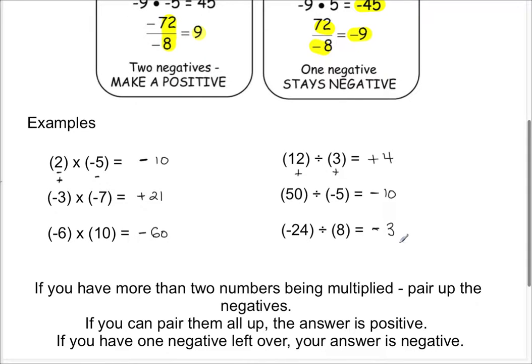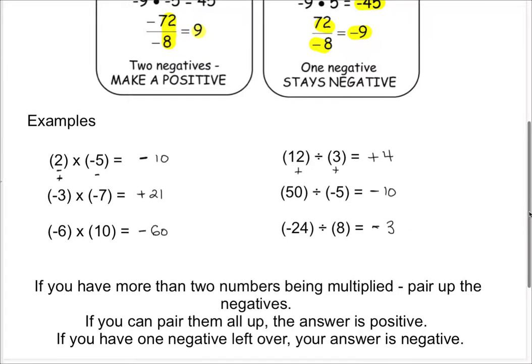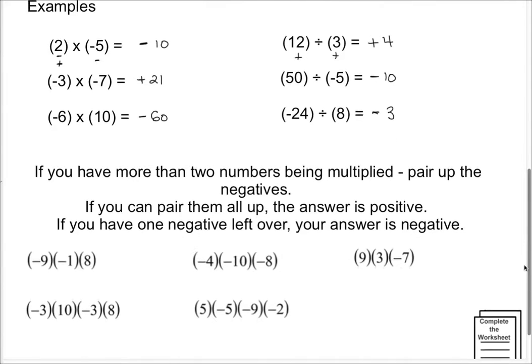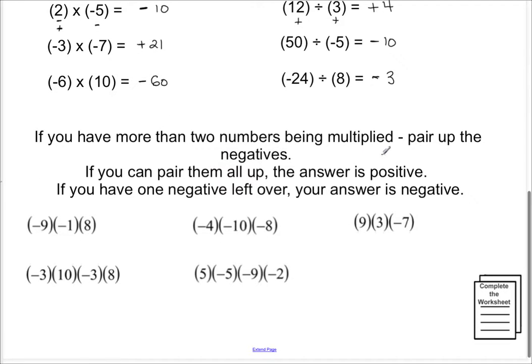We took care of the different part right off the start, where we decided whether our answer was going to be positive or negative. And then when we put those down, then all we have to do is go back to what we learned when we learned our multiplication and division back in grade school. So what does this say? If you have more than two numbers being multiplied, pair up the negatives. If you can pair them all up, the answer is positive. If you have one negative left over, your answer is negative.